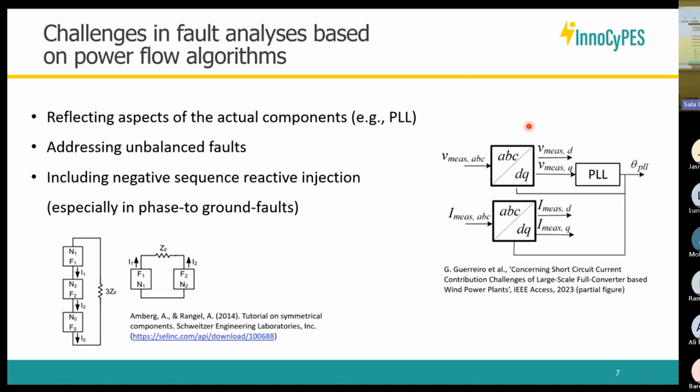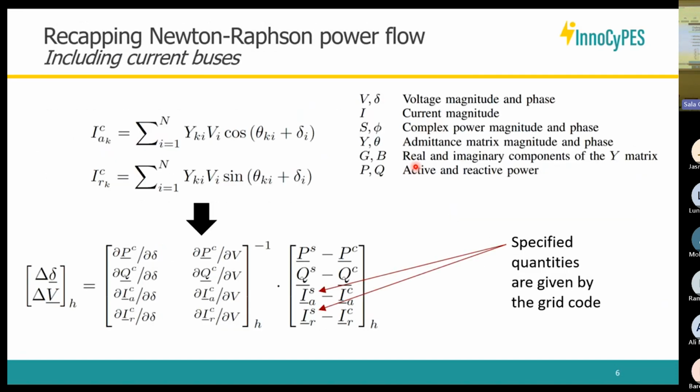But what happens here is that, as I said, the PLL, which is related to the control of the converter of the IBR, happens in the DQ frame. It means that if we try to use standard current equations to do the calculations, it will not work. And not because the equations are incorrect, they are correct, but the DQ frame is something else.